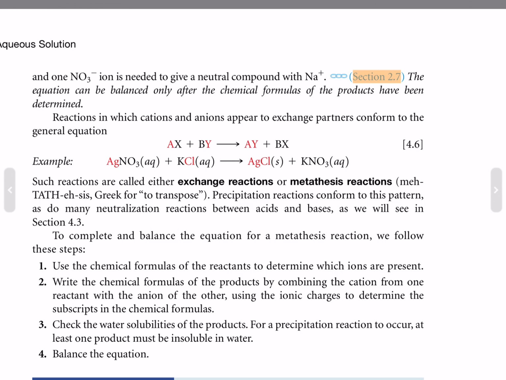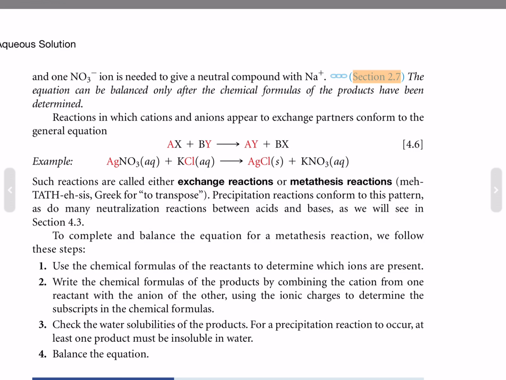Reactions in which cations and anions appear to exchange partners conform to the general equation AX plus BY yields AY plus BX. Example: silver nitrate plus potassium chloride yields silver chloride plus potassium nitrate. Such reactions are called either exchange reactions or metathesis reactions, also called double displacement reactions.